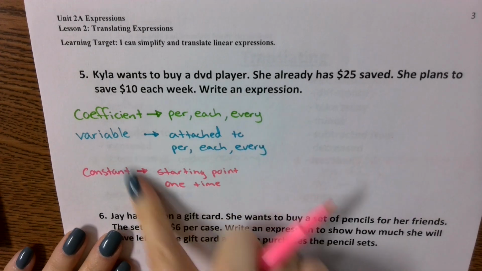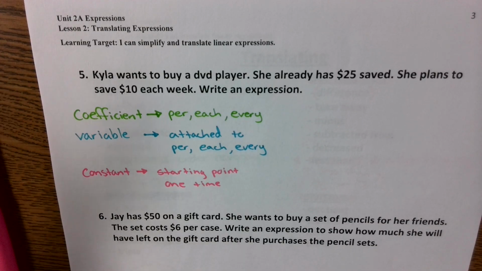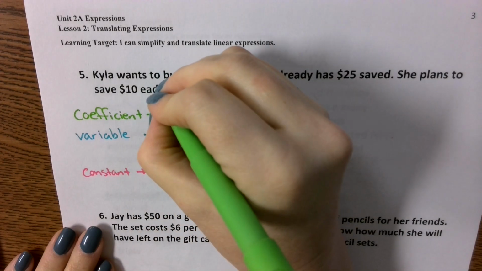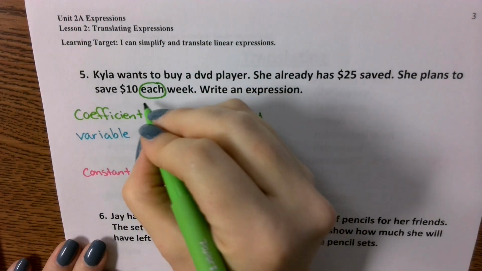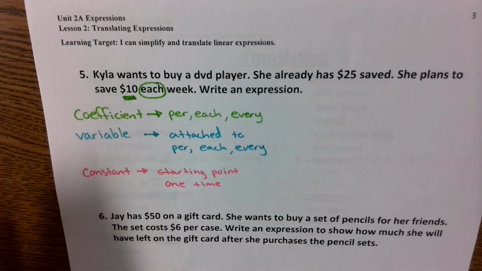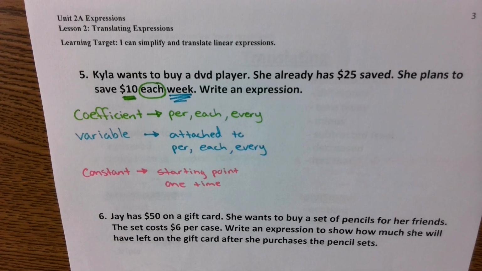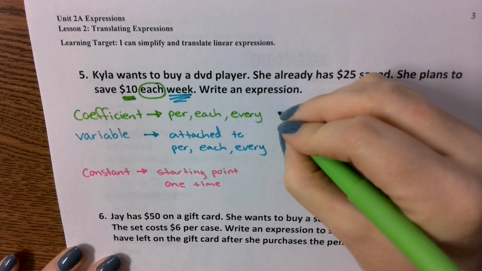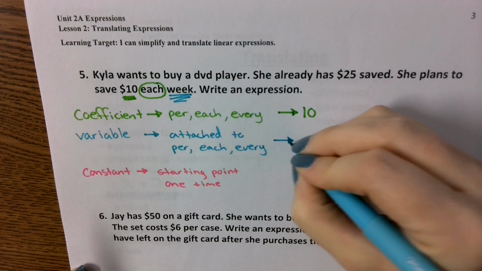So based off of what we know here, let's start with our coefficient. Where do we see the word per, each, or every? Sebastian? Okay, next is save $10, right? So here's our keyword each. That means the number attached to it is our coefficient. So here's our coefficient. It also means that the item next to it is our variable. So our variable is going to represent weeks. So our coefficient is going to be 10. Our variable is going to be weeks.